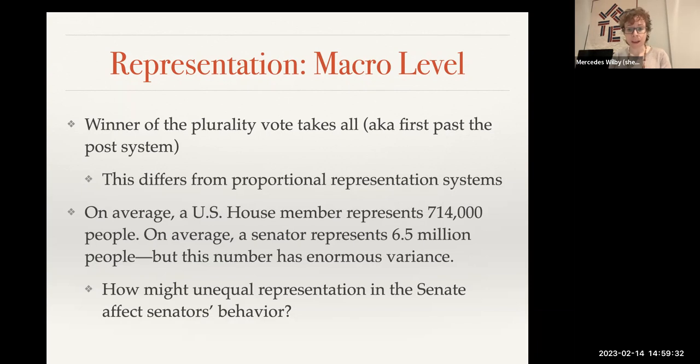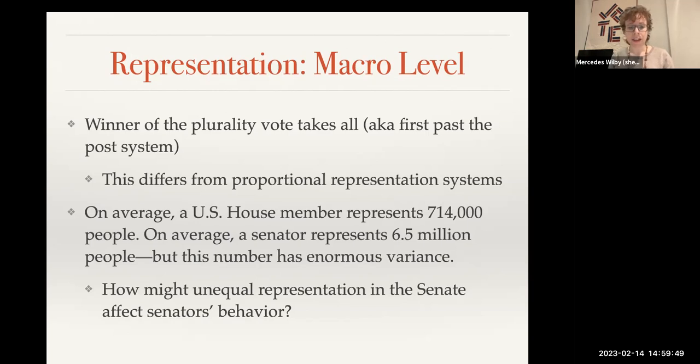This is sometimes called a first past the post system. It's different from proportional representation systems that are commonly used in Europe, but Britain uses a first past the post system. So we were already familiar with it when we were drafting the laws that govern elections.